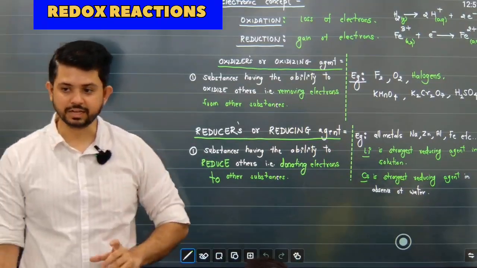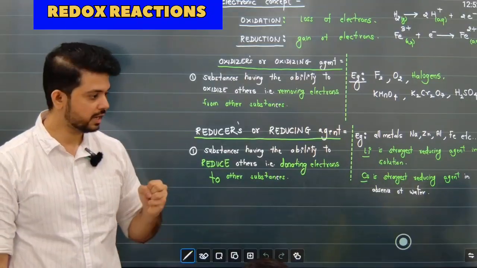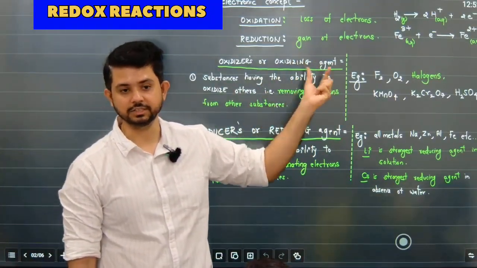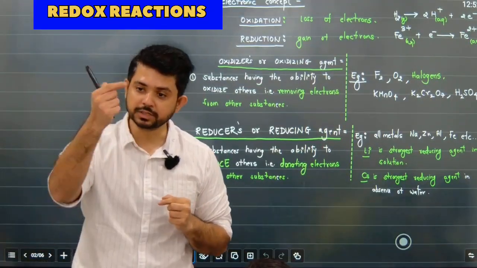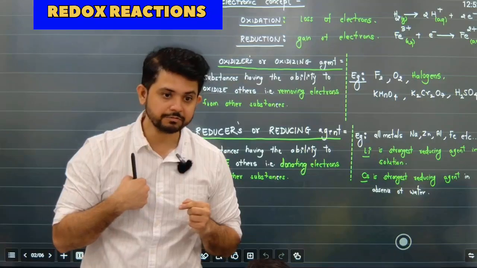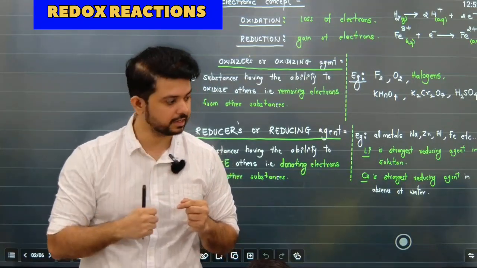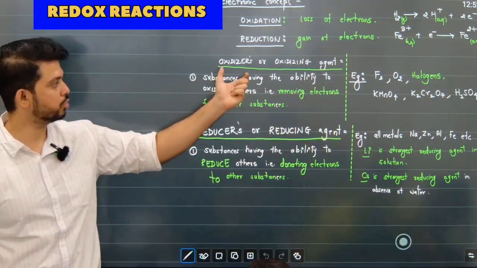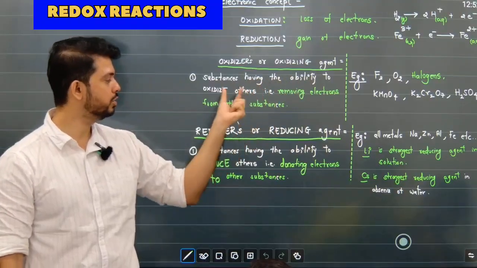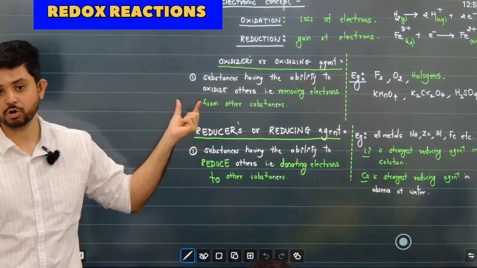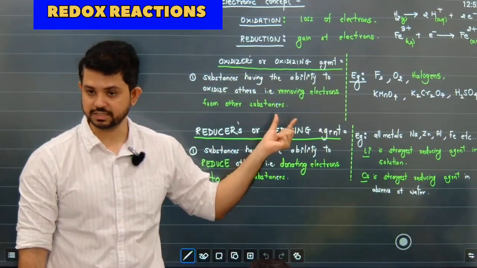Now, in any reaction, the element which gains electrons is your oxidizing agent. What does an oxidizing agent do? It will oxidize the opposite element and itself undergo reduction. So always remember, an oxidizing agent will gain electrons. What do oxidizers or oxidizing agents mean? Elements or substances which have the ability to remove electrons from others, to oxidize others. These are called oxidizers or oxidizing agents.